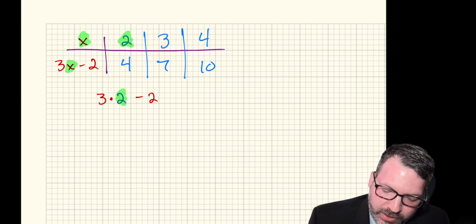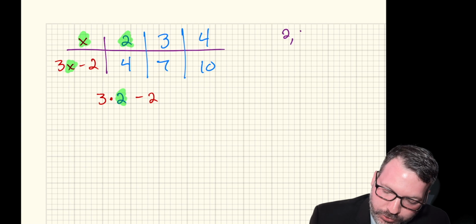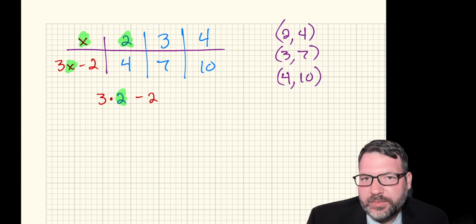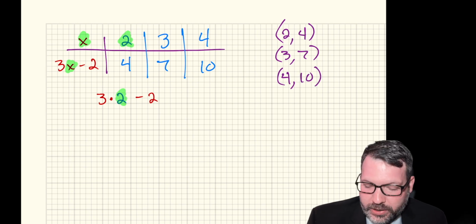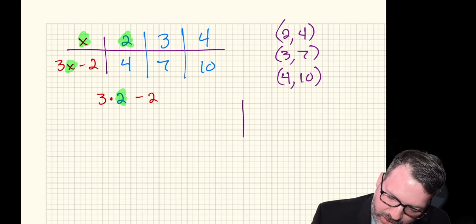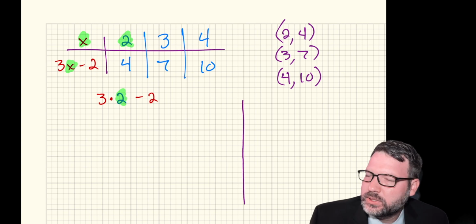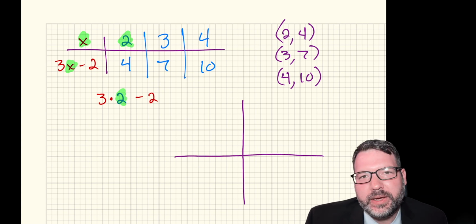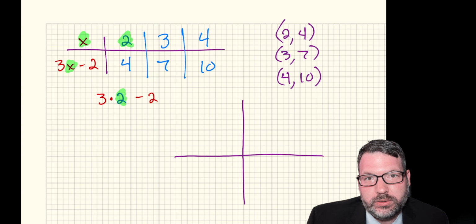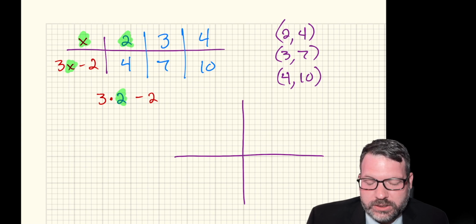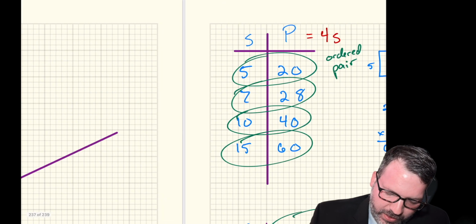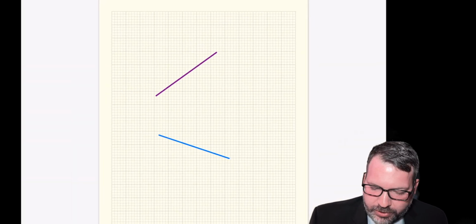Now, I mentioned that these are what we call ordered pairs. 2, 4, 3, 7, 4, 10. And there's something we want to do with ordered pairs. There was a guy in the 16th century, and his name was René Descartes. Say René Descartes. Say it. Excellent, thank you. And René Descartes figured out that there's something kind of upsetting about geometry.